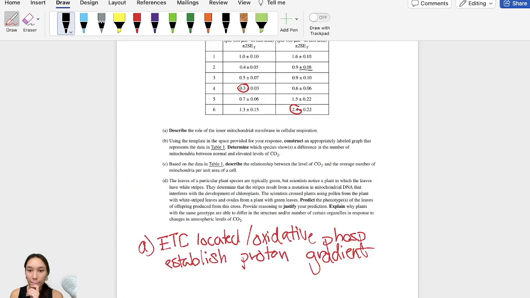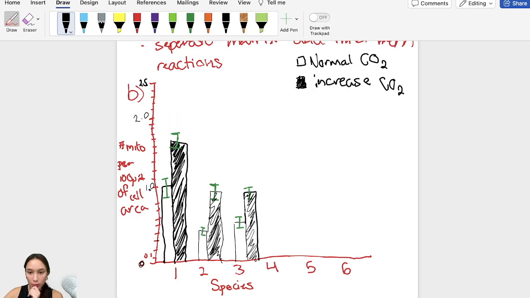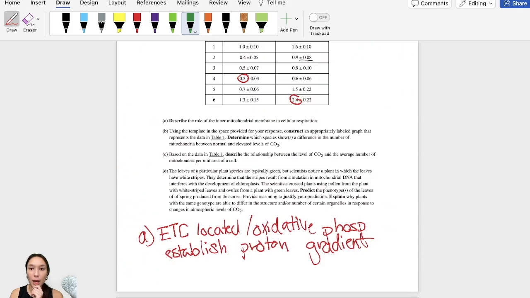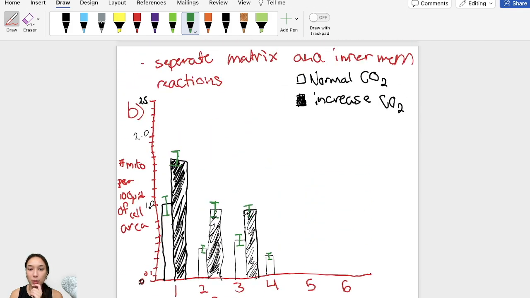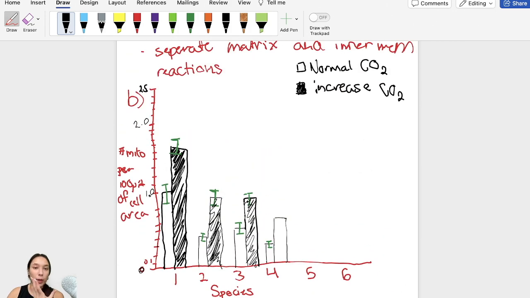Species 4, 0.3 plus or minus 0.03, so 0.3 is right here with a really, really little error bar. And then elevated CO2, 0.6 plus or minus 0.06. So 1, 2, 3, 4, 5, 6, around here. And the error bar is 0.06, so not quite 0.1. And then again, color that in.